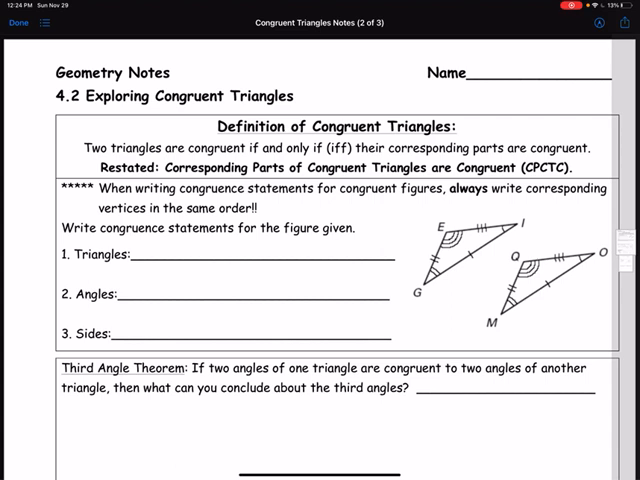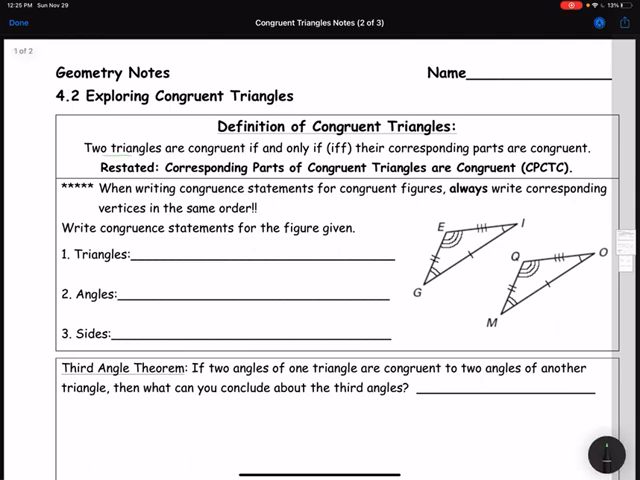Today we're going to be talking about congruent triangles. Now, we've already touched base on this a little bit, and we've worked a little bit with congruent statements, but we're going to look further into them today and use them a little bit more heavily. So, what makes two triangles congruent?